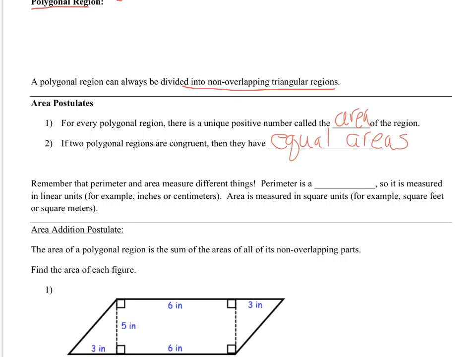Remember that perimeter and area measure different things. Perimeter is a distance, it's a distance or a length. So it is measured in linear units, for example, inches and centimeters. Area is measured in square units, square feet, square meters.